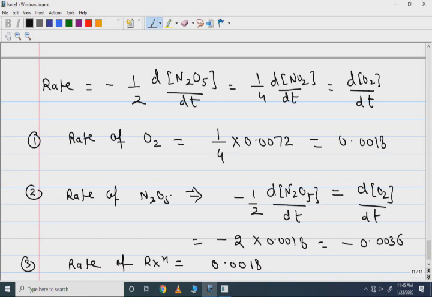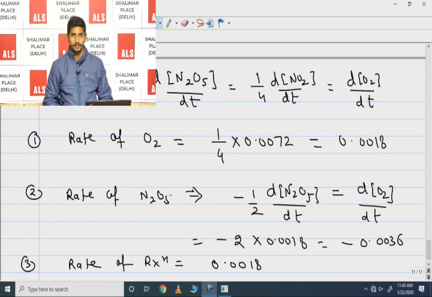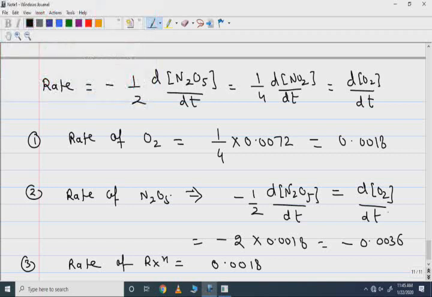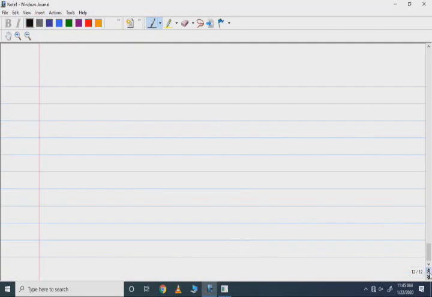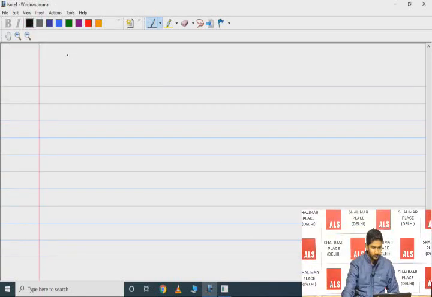So guys, this is how we can calculate the rate of reaction. Okay. So now let's continue. Types of rate.